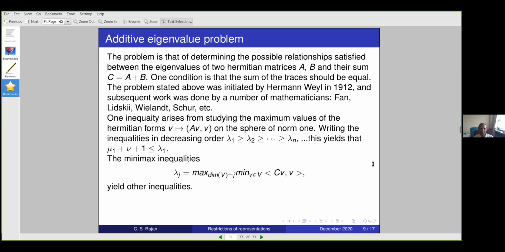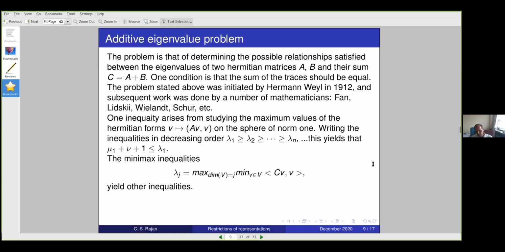Okay, so V is a subspace of dimension j. You vary the subspaces of dimension j, and inside each you take the minimum. This also happens if you work with the complementary dimension and work with the maximum. Okay, so there are minimax inequalities.